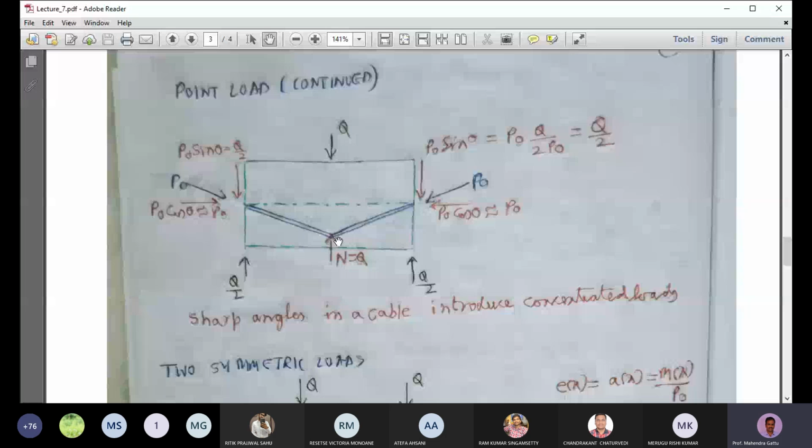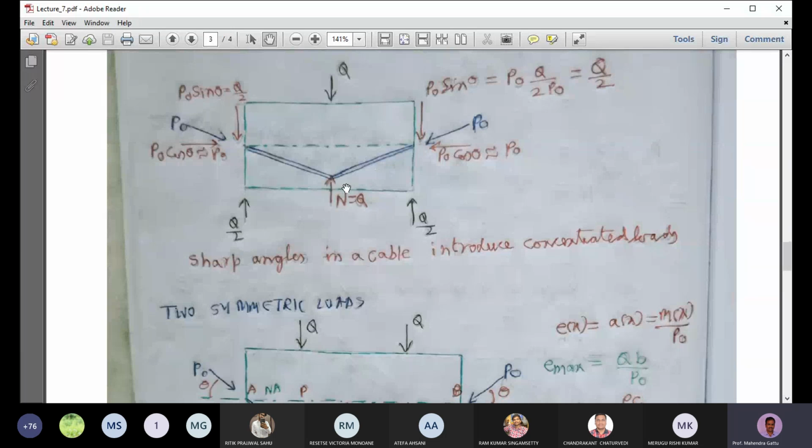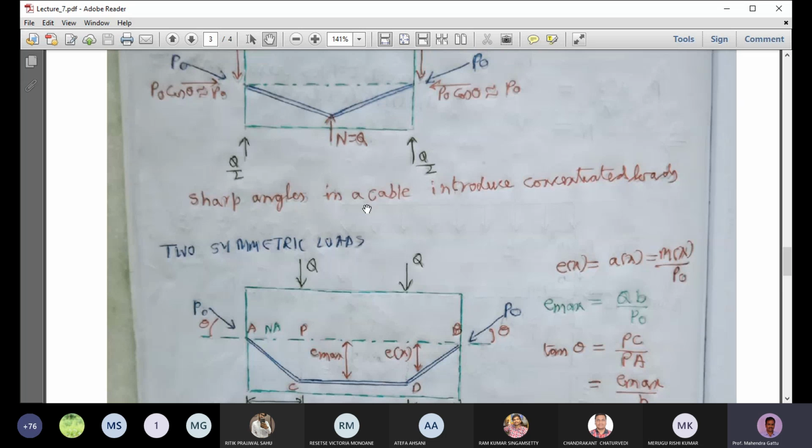And when we do indeterminate structure analysis, for something like a continuous beam, in that scenario we will probably have to use the force approach. One way to do it is using the force approach. So hopefully we'll discuss that sometime in this course. And yeah, so you can keep this concept in your mind. The main thing is that sharp angles in a cable introduce concentrated loads, and curved cables will introduce distributed loads, and we can find out what those forces are through this analysis.